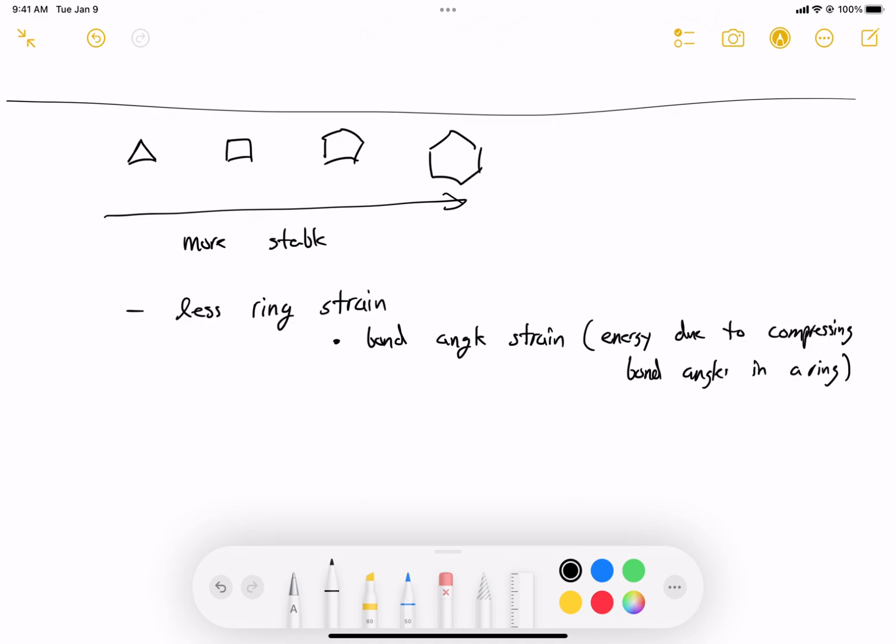So in cyclohexane, it has the least amount of bond angle strain, but in cyclopropane, you see these angles here, they are 60 degrees, so that's very strained. In cyclobutane, they're 90 degrees. In cyclopentane, I think it's 105 or something. Let me see. No, it's not 105. It can't be 72. I should know this. Okay, let's see here.